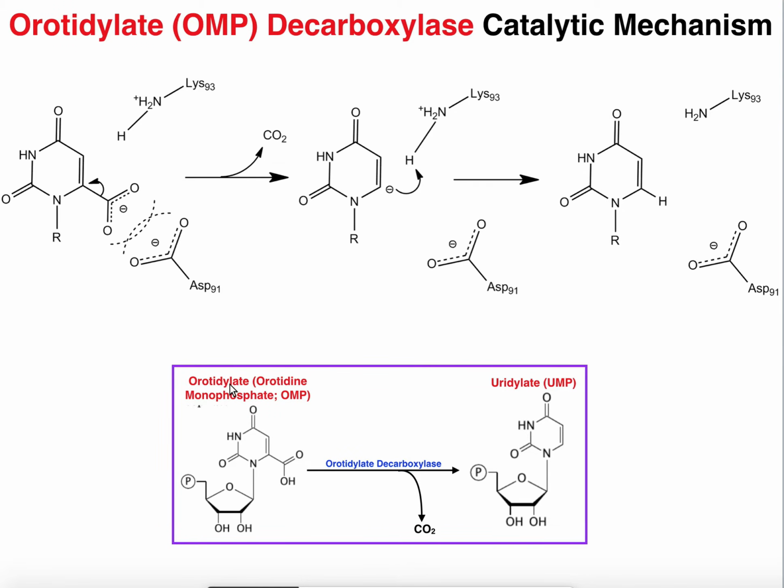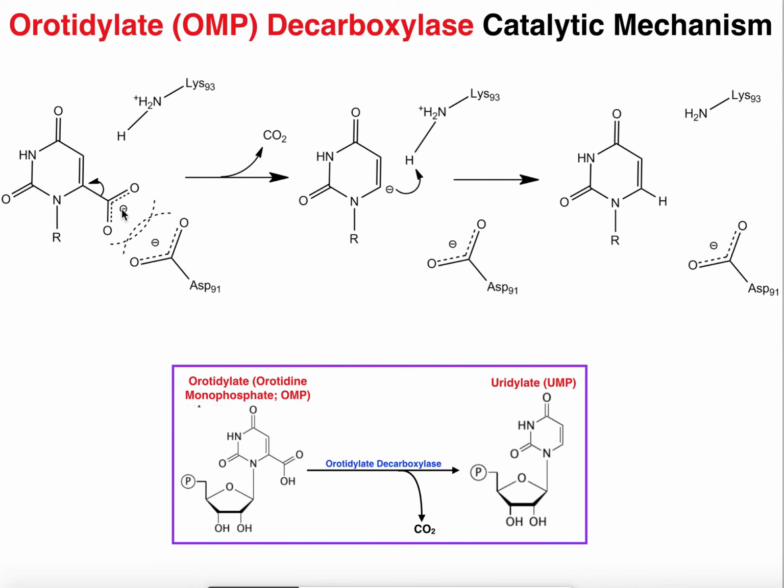So again, we're converting orotidylate into uridylate. Now, we mentioned this enzyme is going to decarboxylate orotidylate. So how does that work? All right, so how does this work? Well, I've got orotidylate right here. Here's the carboxyl group, and while in the active site, it's going to be deprotonated. It has a negative charge right here.